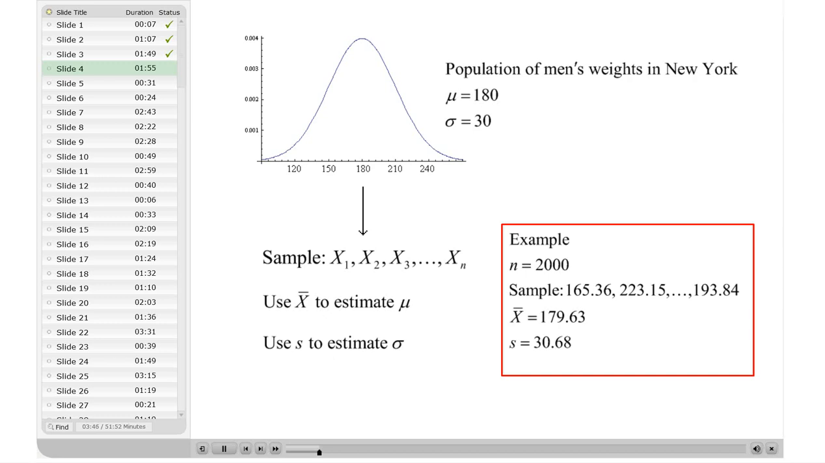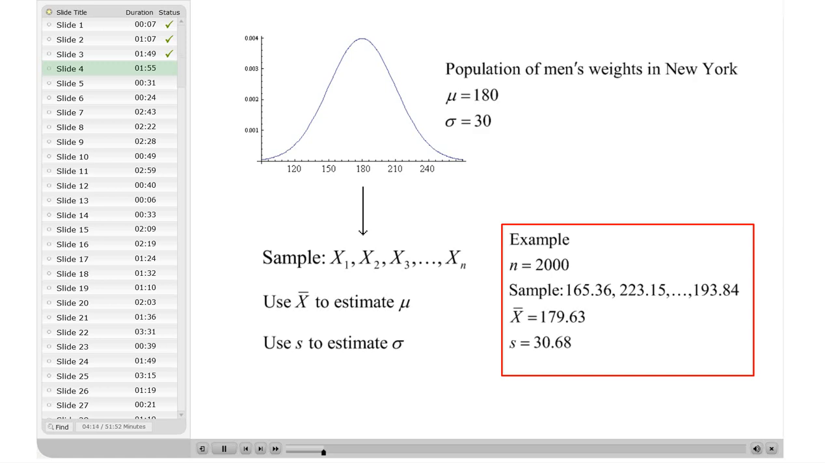So our estimate for the population mean would be 179.63, and our estimate for the population standard deviation would be 30.68. There's a couple of things that are worth pointing out here. First of all, notice that the sample mean is very, very close to the population mean. That's basically happening because we have such a large sample size, and we'll get to that later. The same thing can be said for the sample standard deviation here. It's very close to the population standard deviation.